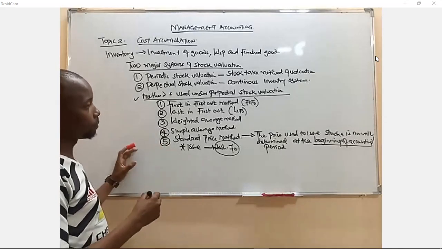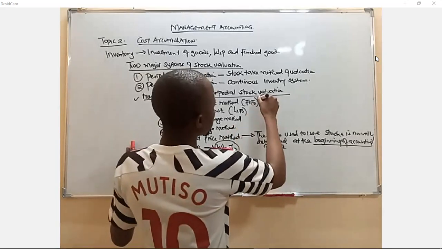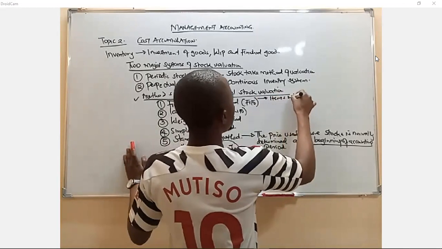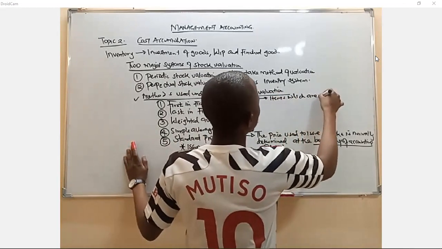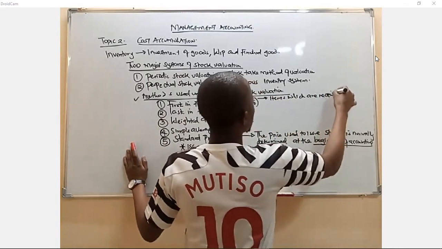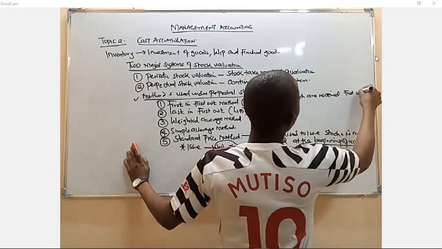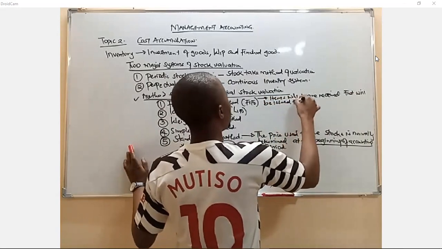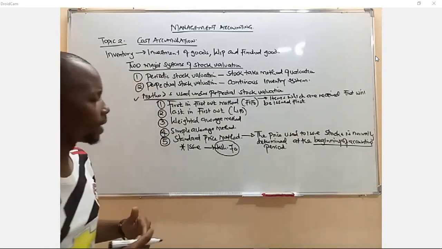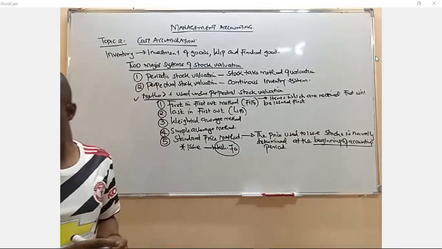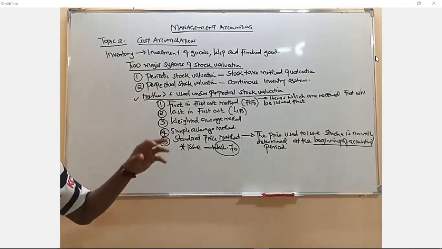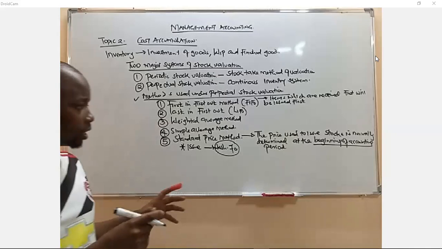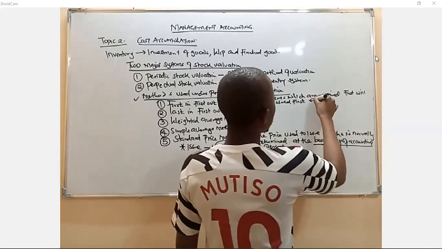In this aspect, we can say that the items which are received first will be issued first. So once we receive an item first, it is the one that we are going to be issue first. It means this method is appropriate when we are dealing with perishable items.